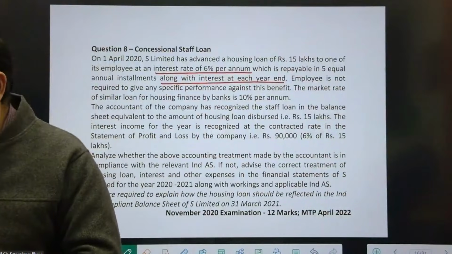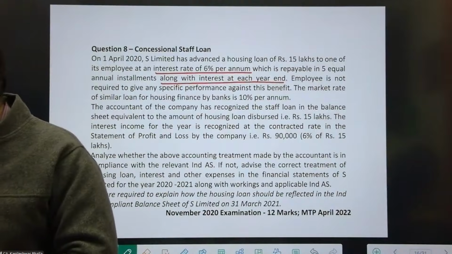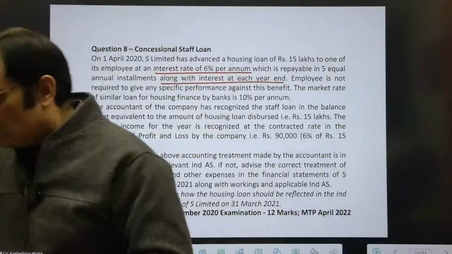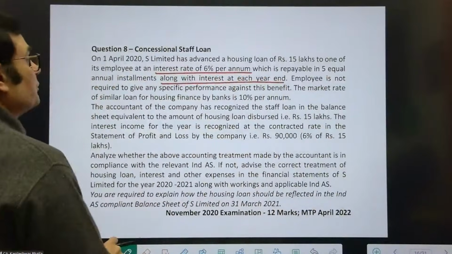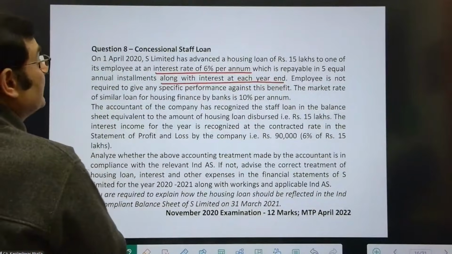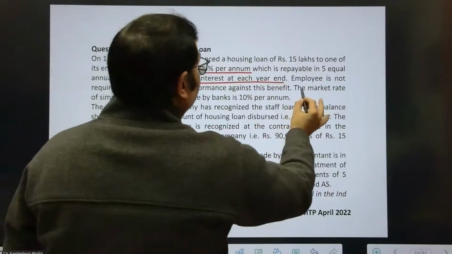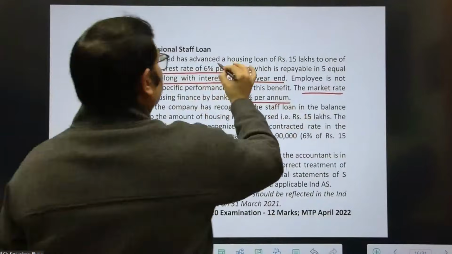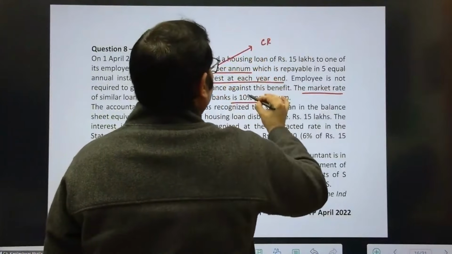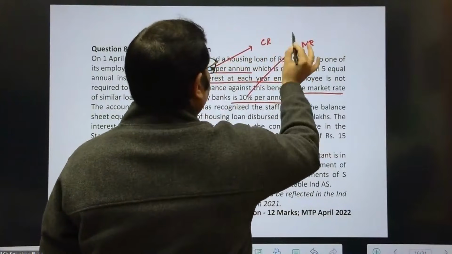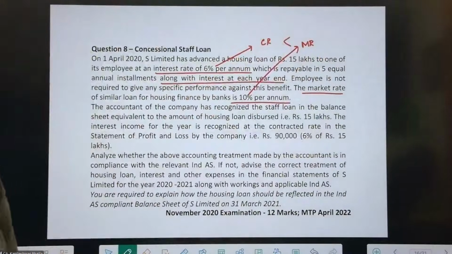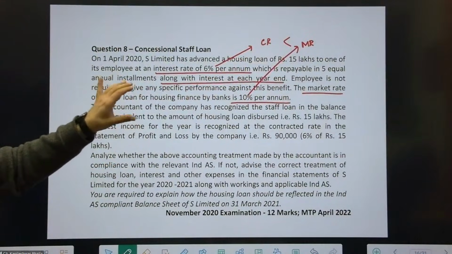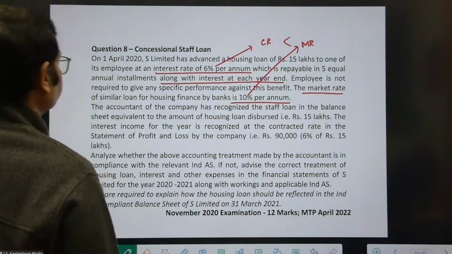That's right. Because in this particular case, the words along with interest indicate that we are focusing on the principal installments being equal. So I am giving the inputs. The employee is not required to give any specific performance against the benefit, and the market rate of interest is 10% per annum. So we can very clearly see that the contracted rate is 6% and the market rate is 10%. The contracted rate is below the market rate. So this becomes a case of an off-market transaction, resulting in a difference in transaction value and fair value.